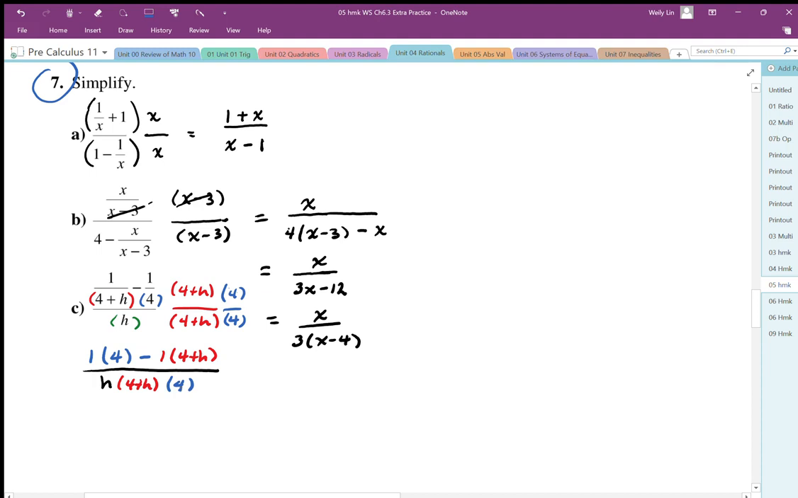So then simplifying this, I end up with 4 minus 4 minus h. Be careful of distributing that minus into the brackets. The 4's will cancel, and I'm left with 4 times h times 4 plus h. Okay, and our final answer is going to be negative h over 4h, 4 plus h.